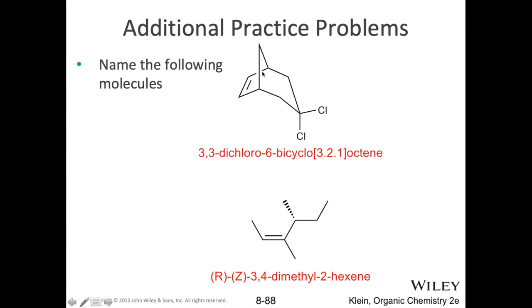So identify your bridgeheads that are here and here. Identify your bridge lengths. So there are 3 carbons in this bridge, 2 carbons in this bridge and 1 carbon in this bridge. And then, of course, name any other substituents, and start from your bridgehead and go to your other one and number your carbons. So 1, 2, 3, both of your chlorines are on the number 3 carbon.